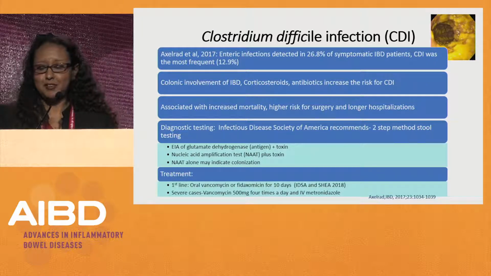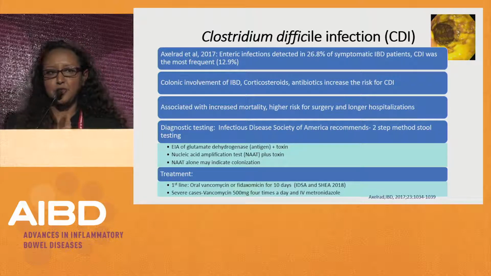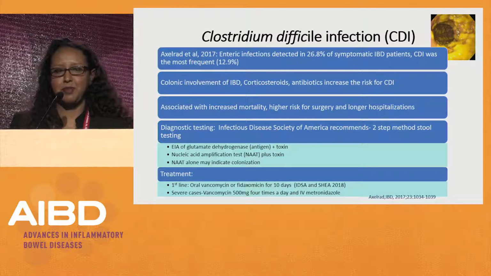C. diff infection, as you've heard from Dr. Binion in great detail, in patients that flare, 26% of those patients, it's because of an enteric infection based on a recent study that was published, and the most common infection was C. diff. And risk factors for this include colonic involvement, corticosteroids, antibiotics, as you've heard, and also increased mortality and higher risk for surgery, longer hospitalizations for our patients that have this.